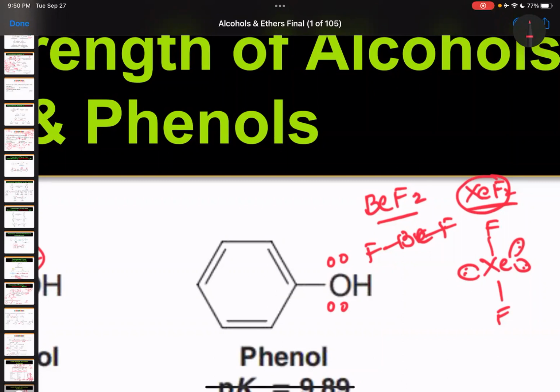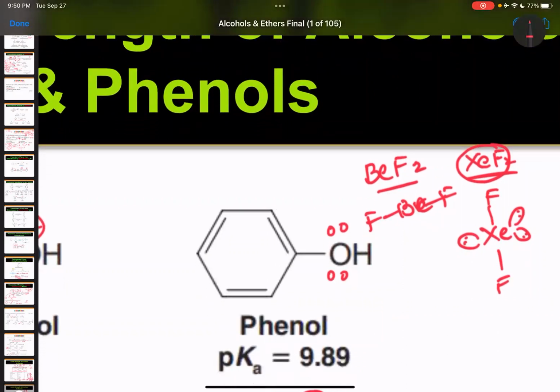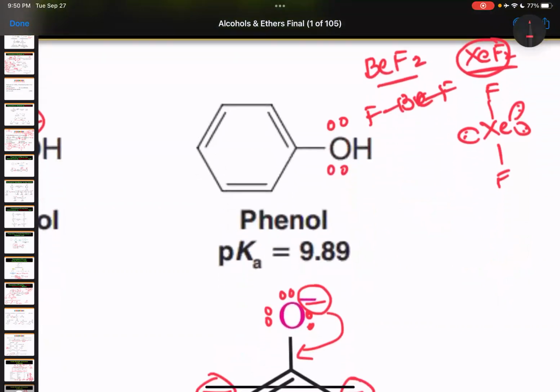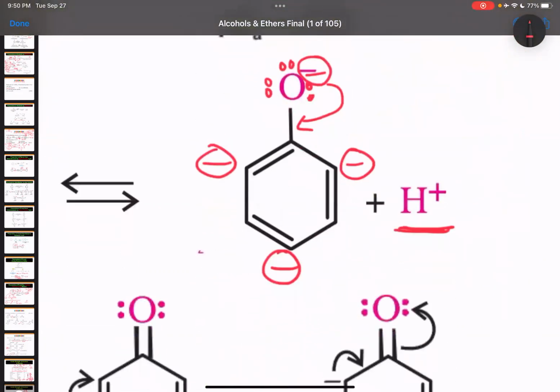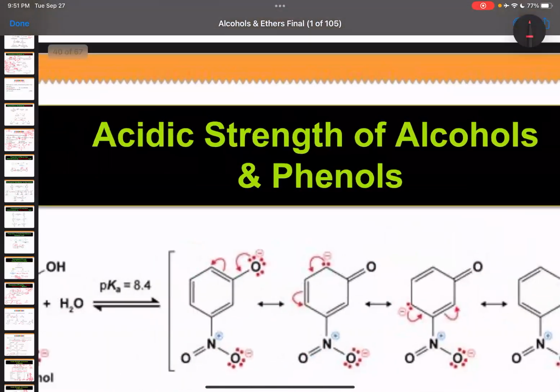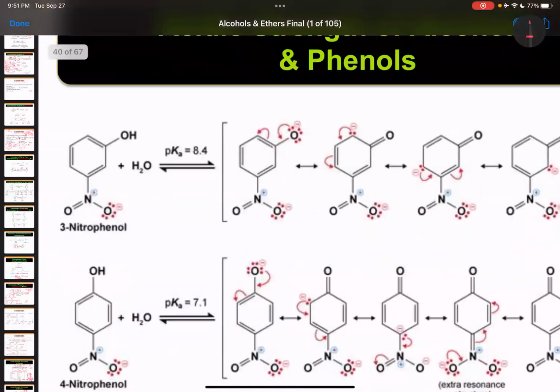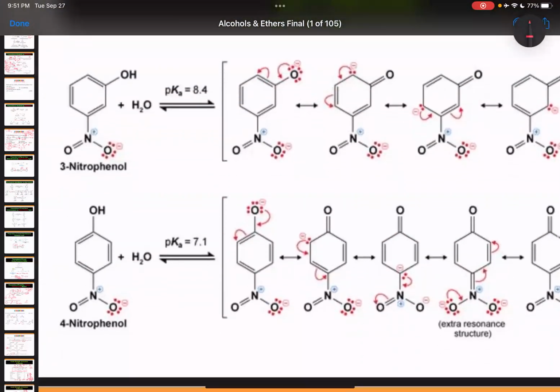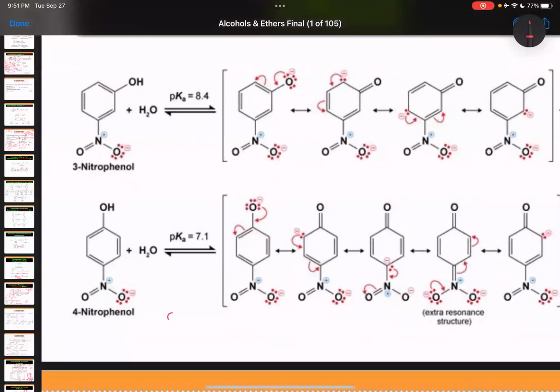Yes, sir. Okay. And now, can you compare the acidic strength of nitrophenols? So what is the acidic strength of phenol, orthonitrophenol, metanitrophenol, paranitrophenol? I'm interested in this one mostly.